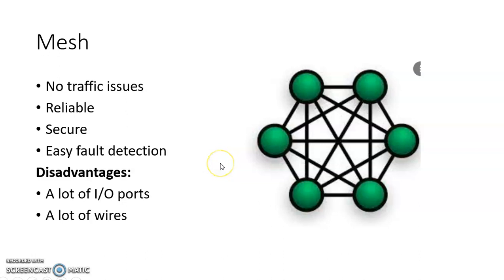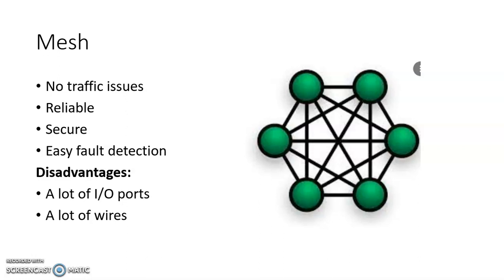So looking at mesh topology. In mesh topology, we have computers or nodes that are interconnected with each other. This means that each node has a dedicated path to another node. So they have other options other than a single path. This means that there are little to no traffic issues as there is a separate path for each node to communicate with another node.